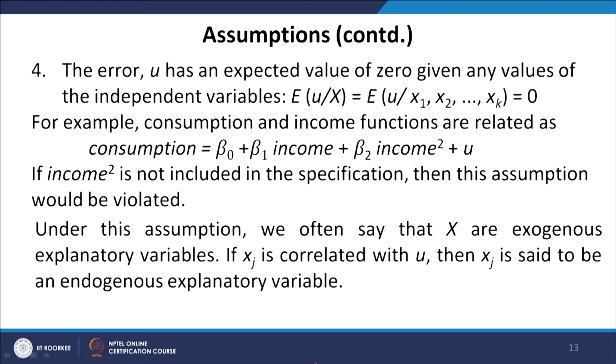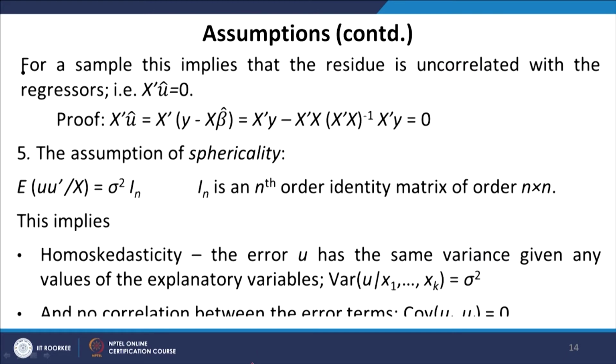Under this assumption, we often say that the x's are exogenous explanatory variables. When this assumption is fulfilled, the x's are called exogenous. If x j is correlated with u, then x j is said to be an endogenous explanatory variable. First of all, the entire matrix X, that is all the independent variables, needs to be exogenous. If any one of them is not exogenous, then we call it an endogenous variable. And then we arrive at the last assumption, the fifth assumption, the assumption of sphericality. But before that, we talk a little more about the previous assumption.